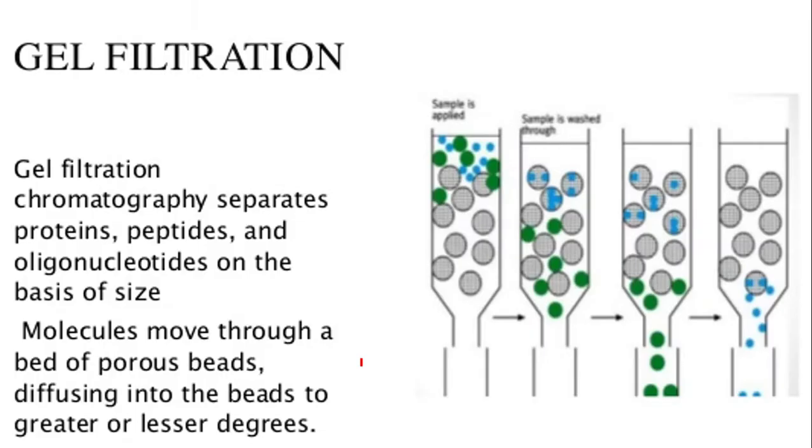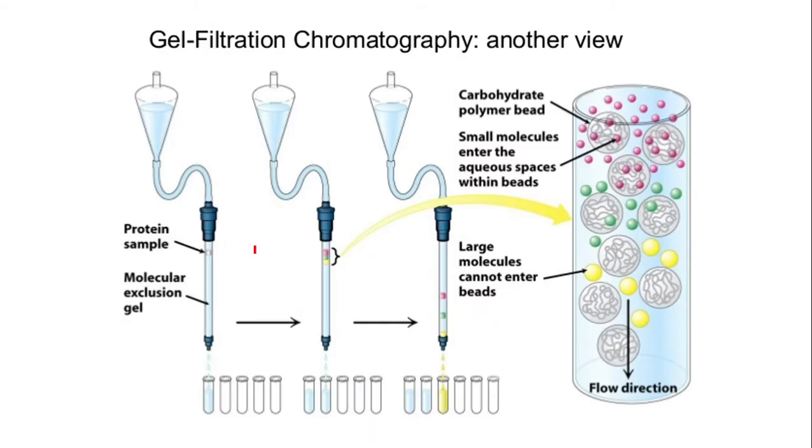This is another picture. The same thing is being shown here. Smaller components will come out last, while the largest of the components of the mixture come out first. The same diagram, you can see how they are being separated. Here the samples are applied. As they are moving along the column, they are separated so that they are coming out one by one at the end. This is a diagrammatic representation of the events taking place in the column.